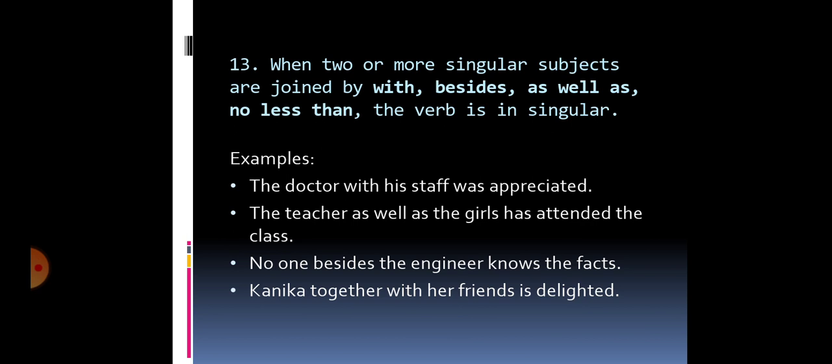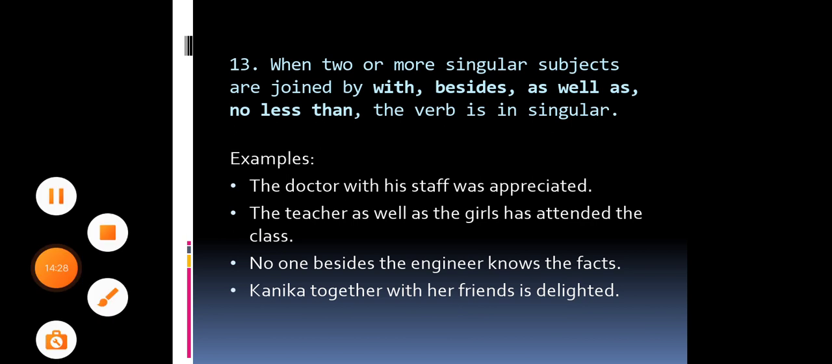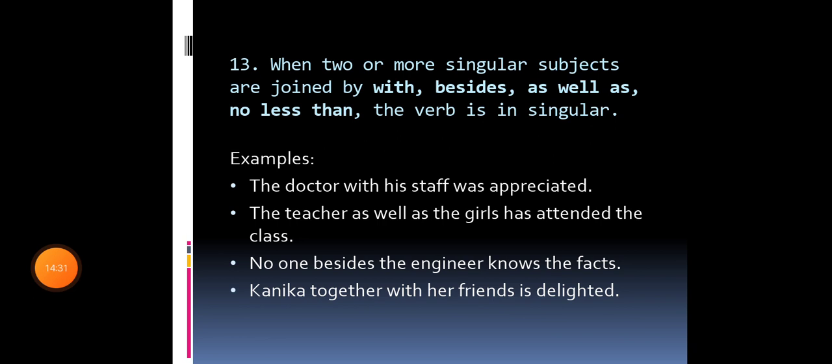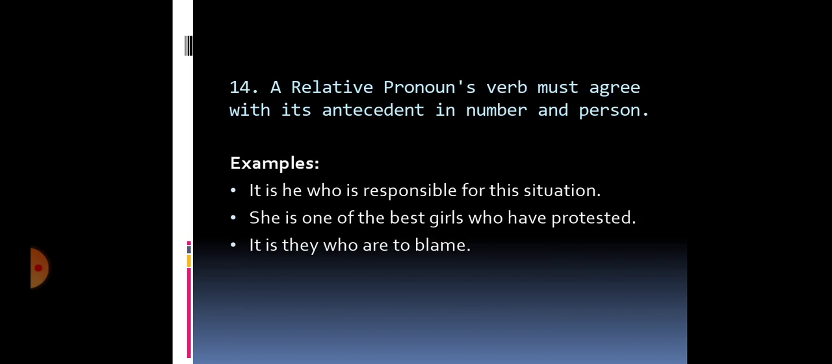The teacher as well as the girls has attended the class. As well as, and has. No one besides the engineer knows the facts. No one, and besides is used. Kanika together with her father is delighted. Kanika, and is.